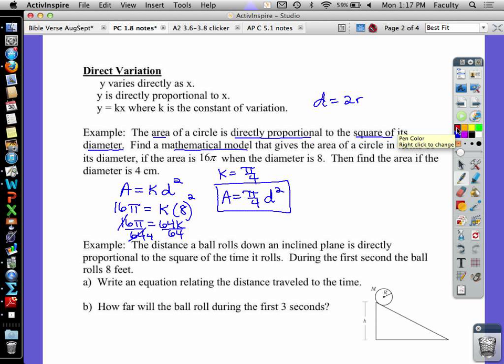Then it says find the area if the diameter is 4. So this is pi over 4 times 4 squared. So that's 4 pi, and they gave me centimeters as the unit. So the area is 4 pi centimeters squared. Okay? But you were asked to give the mathematical model, so that's my first box. Make sure you're doing that.